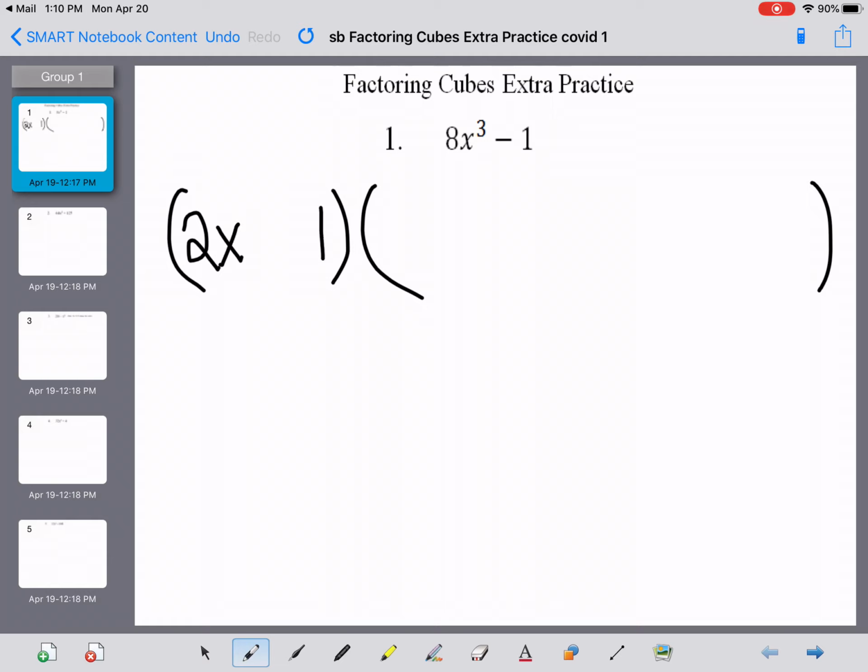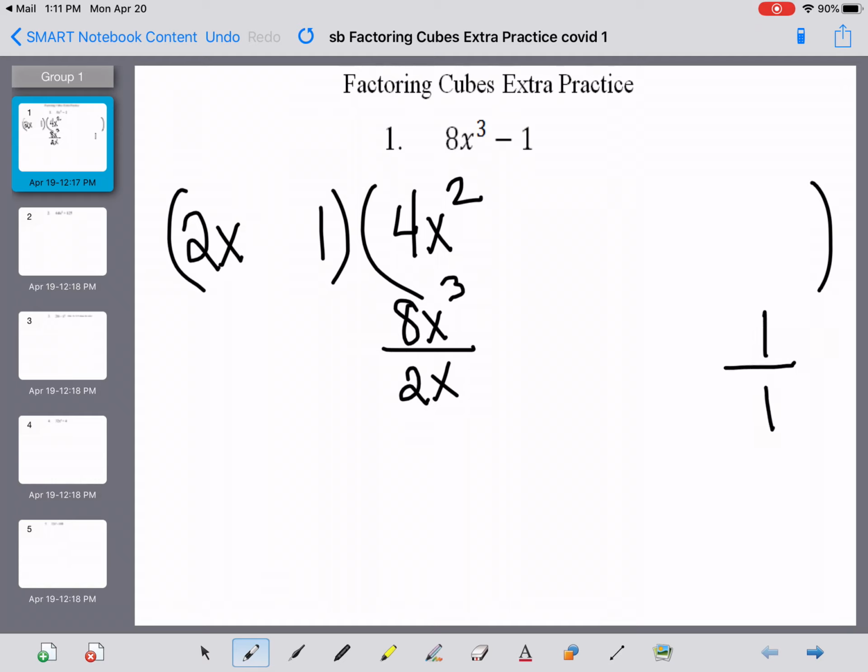And then to figure out the rest here, we're going to take the 8x cubed and divide it by 2x. 8 divided by 2 is 4. X cubed divided by x: we had 3 x's, we took out 1, we've got 2. Over here we're going to take 1 divided by 1, which is 1. And the last part is we're going to take the 2x and the 1 and multiply them together. 2x times 1 is 2x.